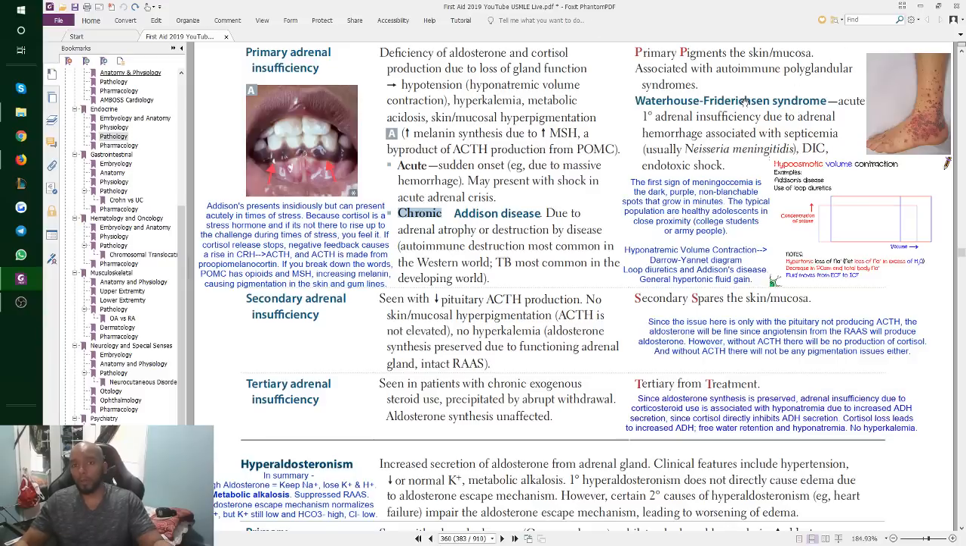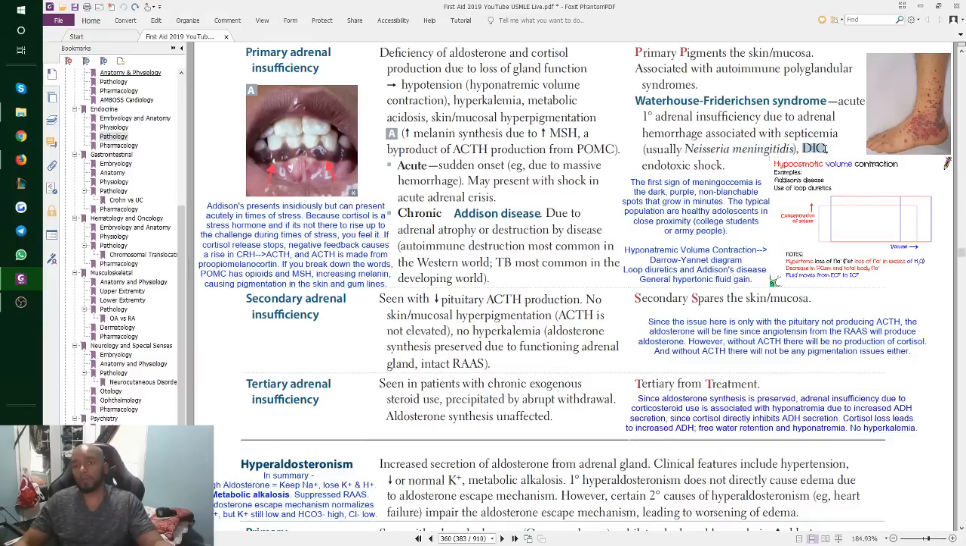And here they talk about Waterhouse-Friderichsen syndrome, which is acute primary adrenal insufficiency. So, although chronic was the one that has to do with these things, another acute thing that can cause massive hemorrhage is Neisseria meningitidis, and we saw this in embryology, right? Neisseria meningitidis can cause massive hemorrhage leading to adrenal insufficiency, adrenal hemorrhage due to septicemia, and that's a problematic issue there. DIC is another scenario.